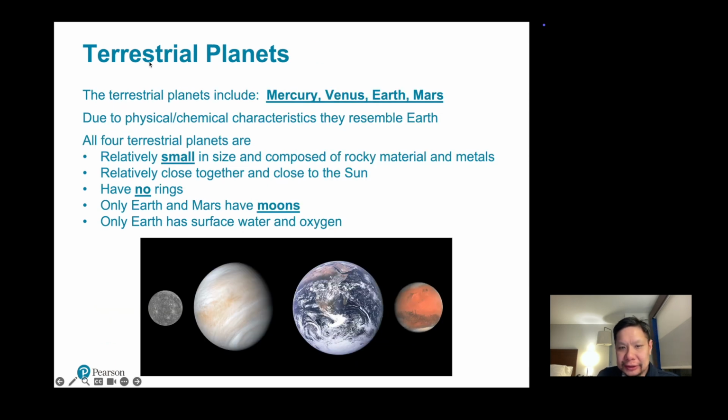Continuing on, let's talk about each of the terrestrial planets. Again, those terrestrial planets are Mercury, Venus, Earth, and Mars. They're very small in size. The reason they're small is because they're made of solid elements that are heavier, and since they're heavier, they can't travel that far out into the solar system, right? That's why all of the planets beyond Mars are mostly made of gas. So they're very small. They're close to the sun. They have no rings. Only Earth and Mars have moons, and only Earth has surface water and oxygen.